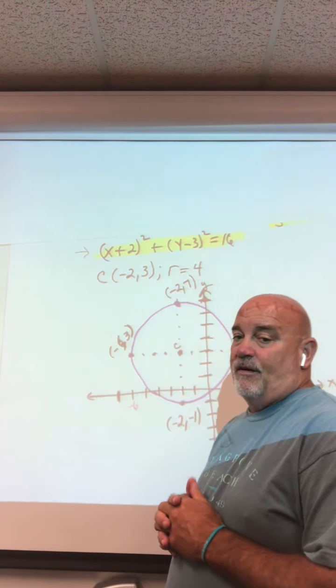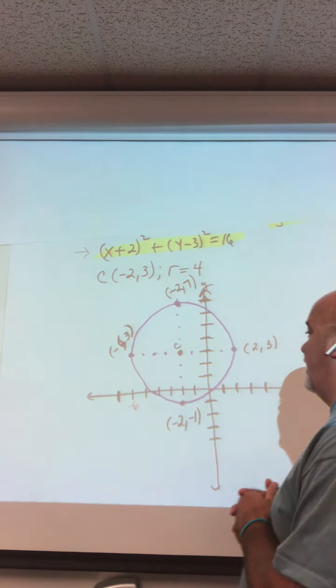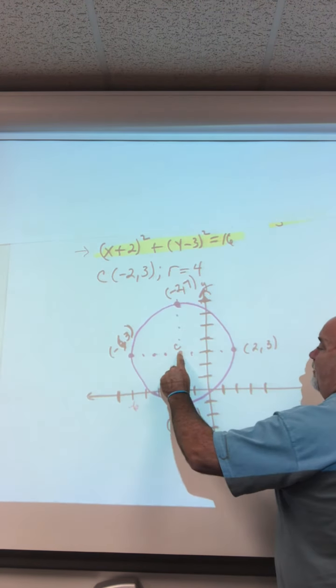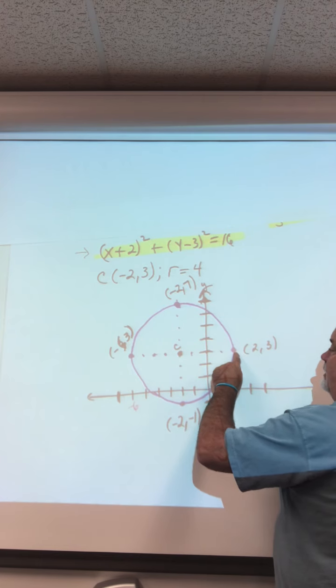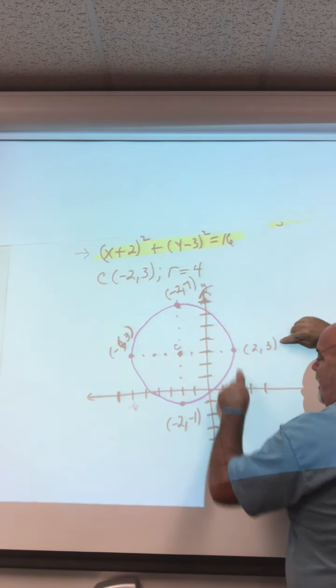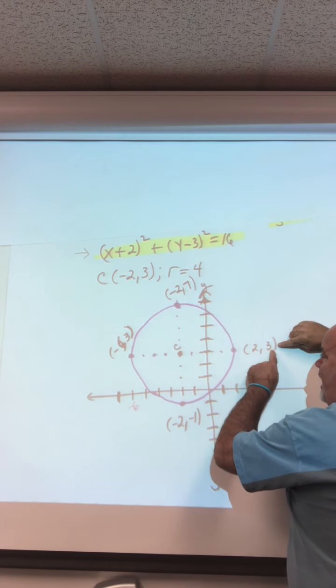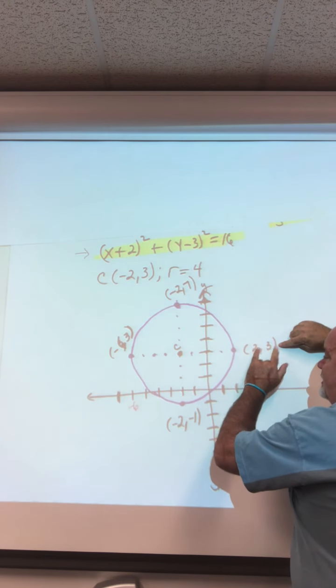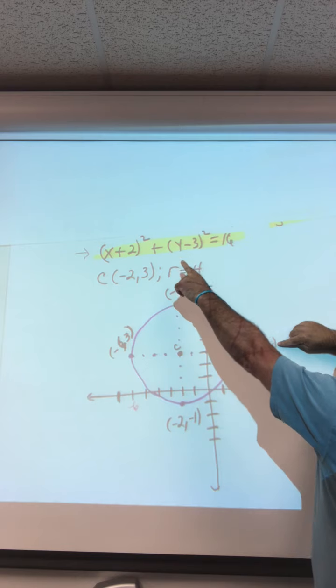Now, let me show you a couple of other things, and then I'll tell you to pause the video and copy this. Notice when I went 4 to the right, I said you don't have to label that ordered pair. Notice this is 2, comma, 3. Let me show you that this ordered pair is an answer to this problem.